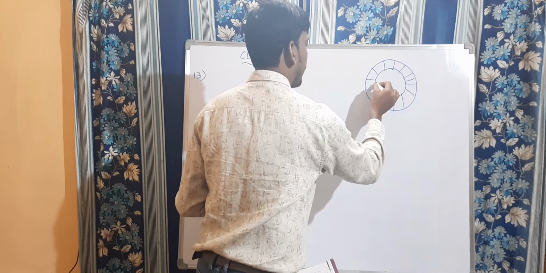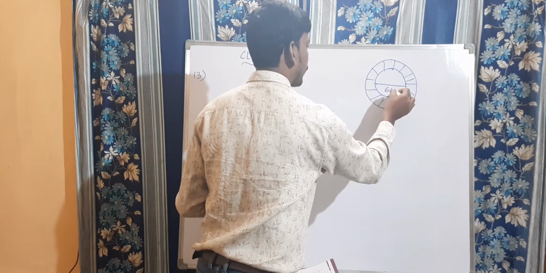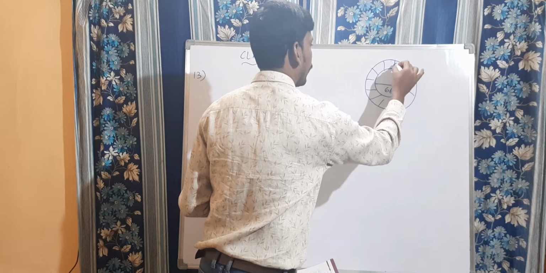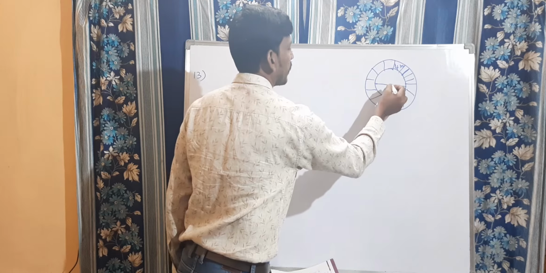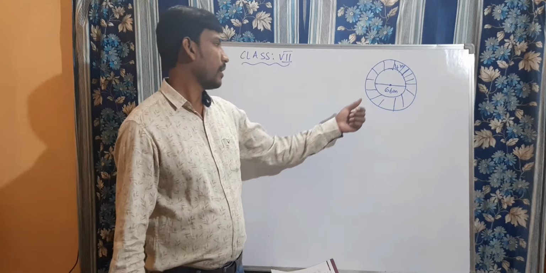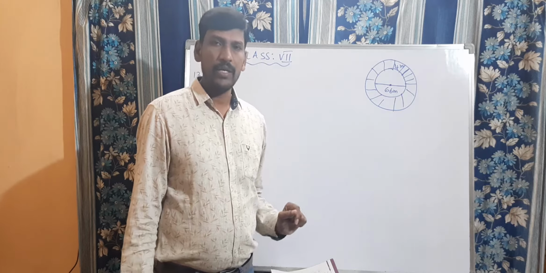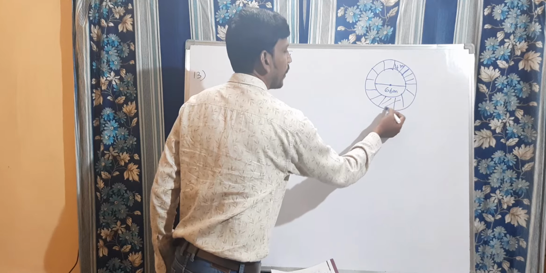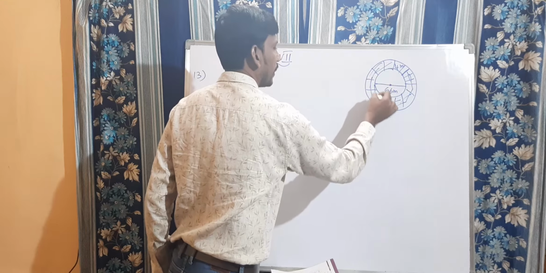And the diameter of the flower bed is 66 meters, and this width is 4 meters, clear? Now, by taking the center of this circle, these two circles are concentric circles, that is, two circles having the same center. So we need to find the area of this path, the shaded part, these lines.